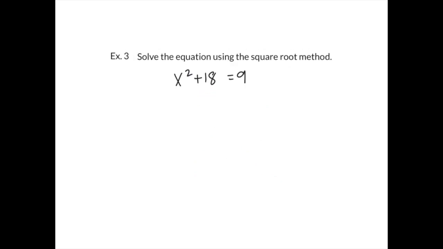For our final example, the problem appears to be very similar to the other ones. So I'll start by subtracting 18, and I'll plan on solving using the square root method. This gives me x squared equals negative 9. The next step would be to take the square root of both sides.